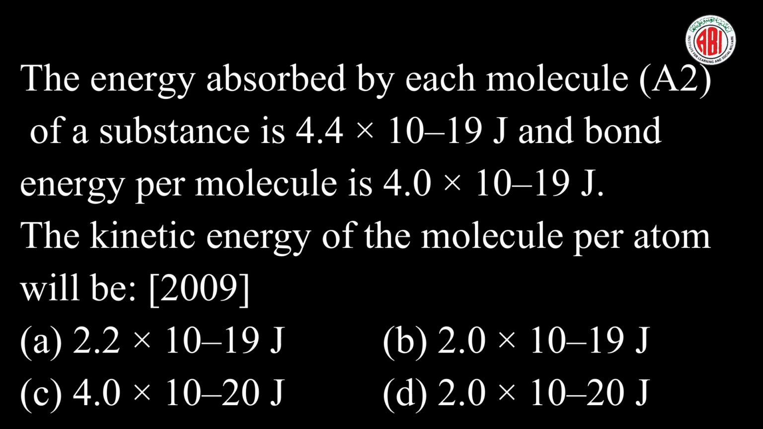Now look at this next question, guys. The energy absorbed by each molecule A2 of the substance is given as 4.4 into 10 to the power of minus 19 joule, and bond energy per molecule is 4.0 into 10 to the power of minus 19 joule. The kinetic energy per atom will be. Here are 4 different options given. Let us see how to solve this problem.